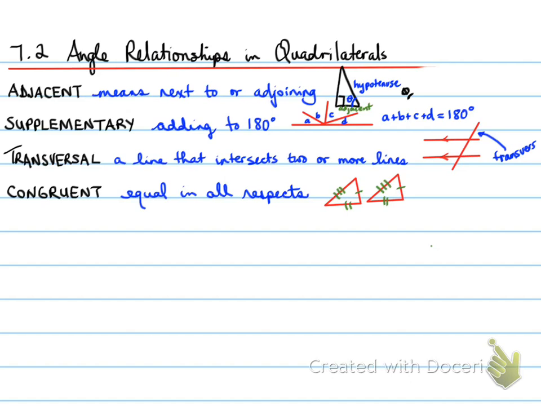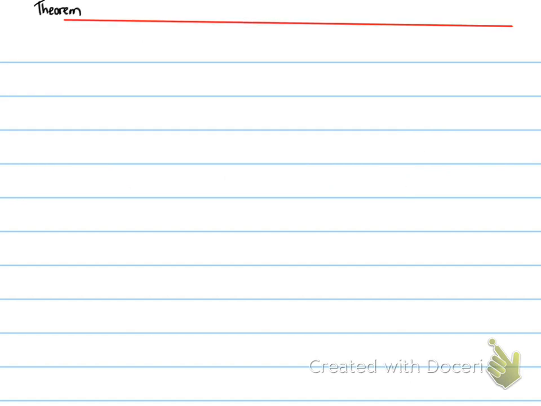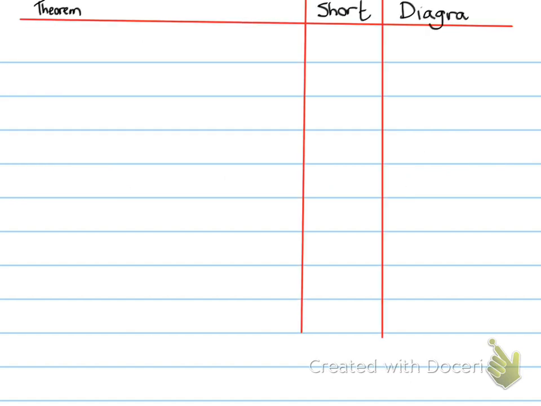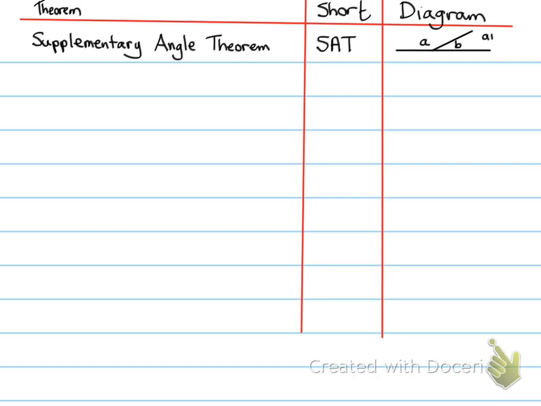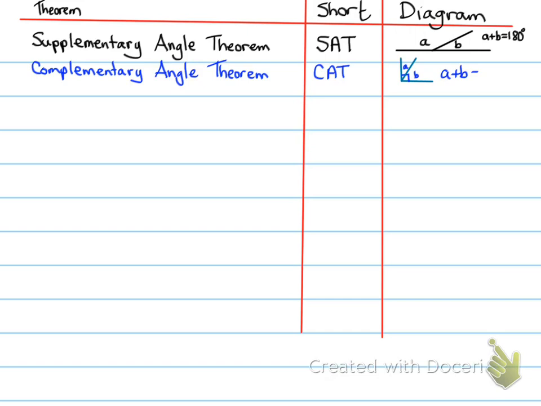Okay, moving on to our chart. Today we're going to add to that chart that we had earlier in the previous lesson, and we're going to add some more theorems. So I'm just going to go over all of the theorems yet again. Supplementary angle theorem, in short, is known as SAT. That means A plus B is equal to 180 degrees. Complementary angle theorem is known as CAT. CAT is the breakup of a 90-degree angle, which adds up the two angles that break up the 90 will add up to 90 degrees.